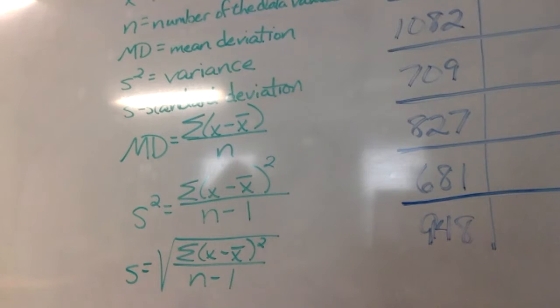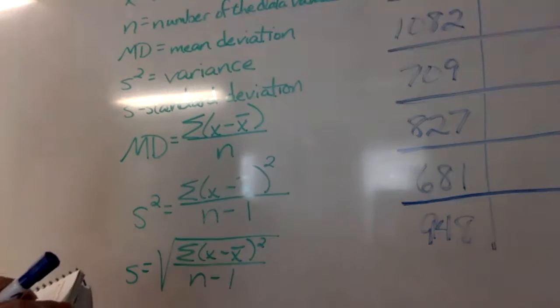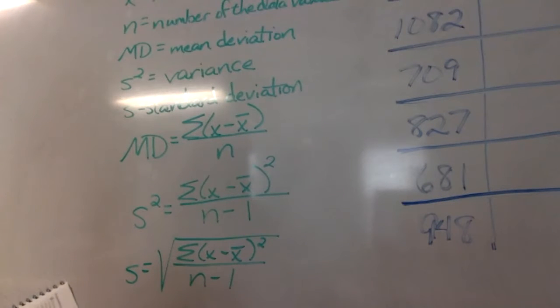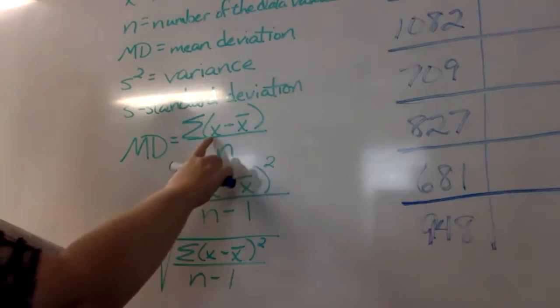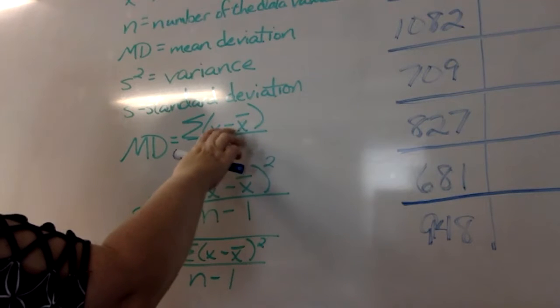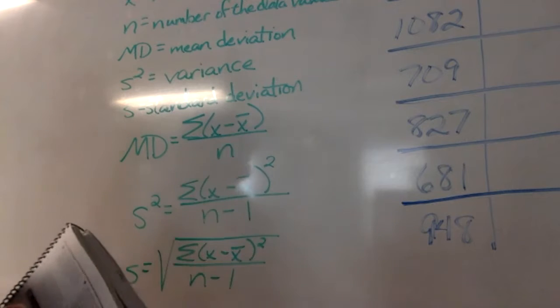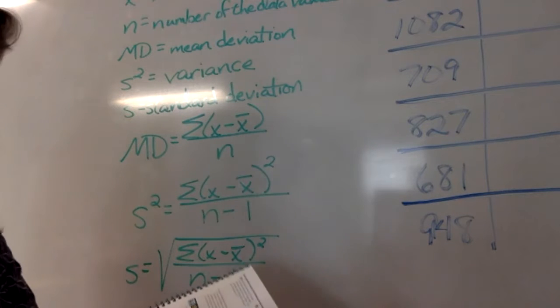Okay, so our mean deviation is just the average difference between each value in the data set and the mean. Remember, you're taking the value minus the mean, and then we're adding them all up, and we're dividing by how many there are, so it's finding the average of the averages, kind of.